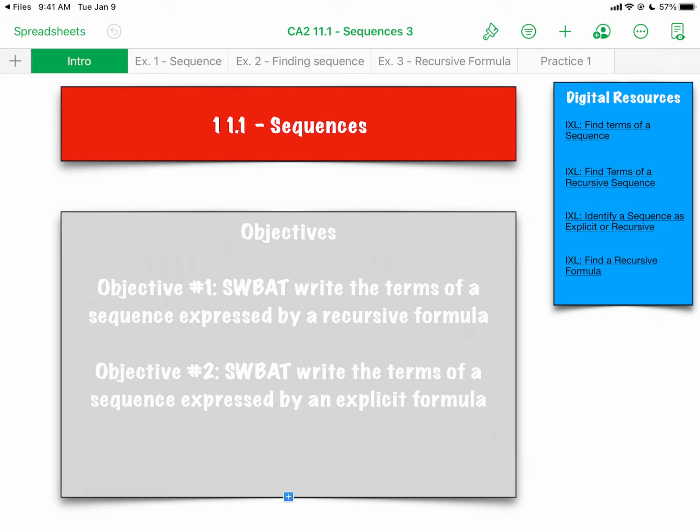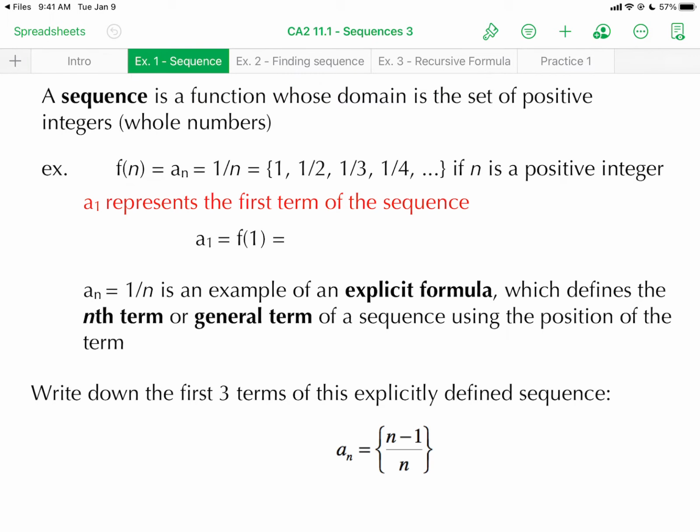So in section 1, we're just going to look at, in general, what it means to be a sequence. We're going to write the terms of a sequence expressed by what's called a recursive formula. And we're also going to look at explicit formulas as well and be able to write the terms of a sequence in an explicit formula also.